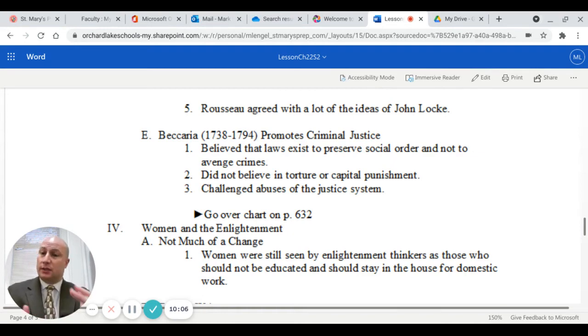This chart on page 632, I already introduced to you. It's a very good one because it talks about some of these major thinkers, what were their ideas, and then what was the impact or effects of their ideas.